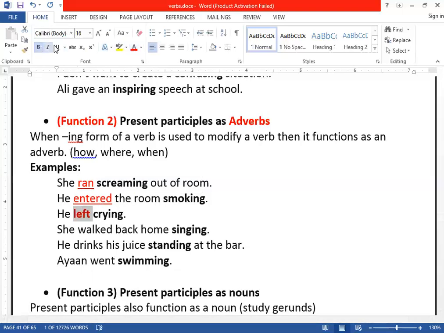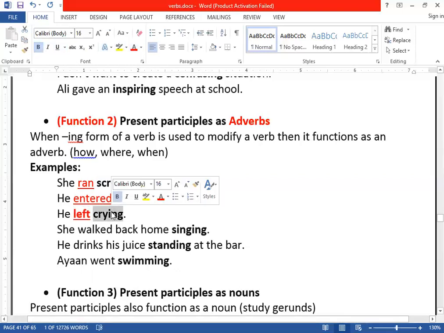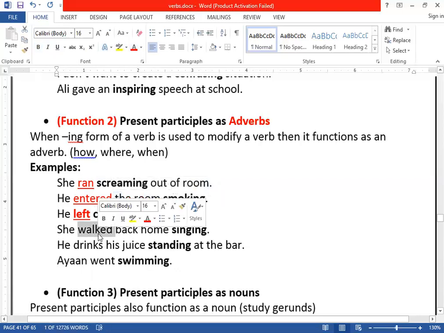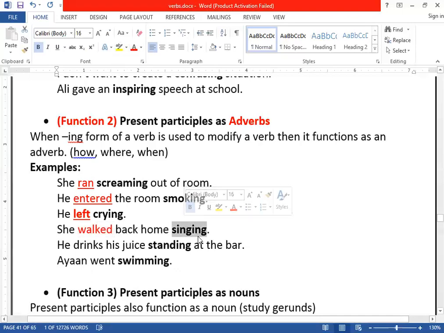He left how? He left crying. So crying is what? It's an adverb in this case. If I say she walked back home. She went back. Yes, she walked. Walked is what? It's a verb. How she walked? She walked singing. So it gives more information on how an action happened.